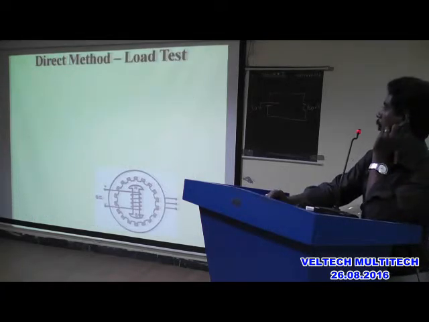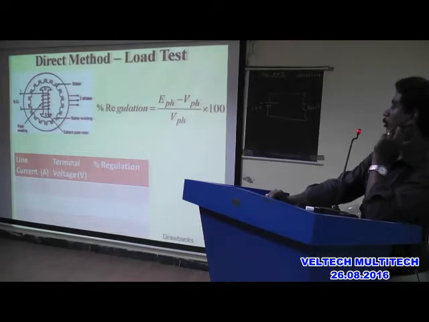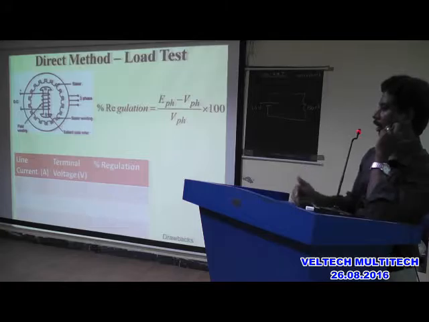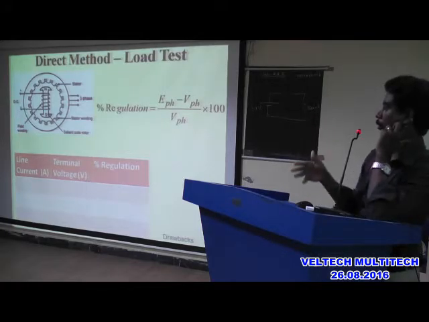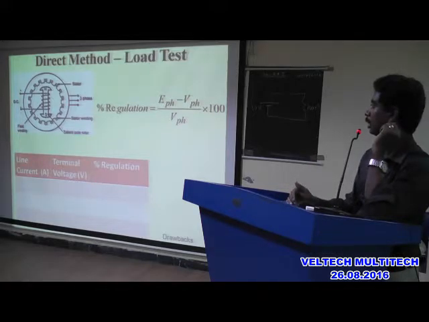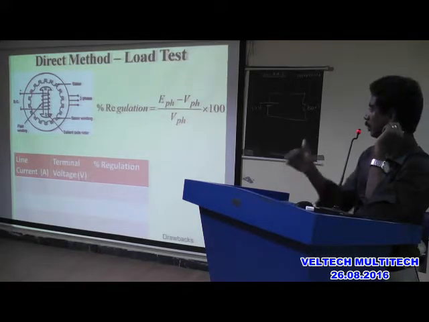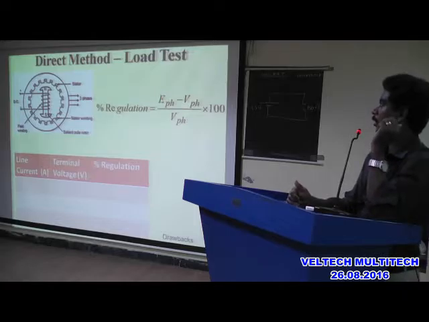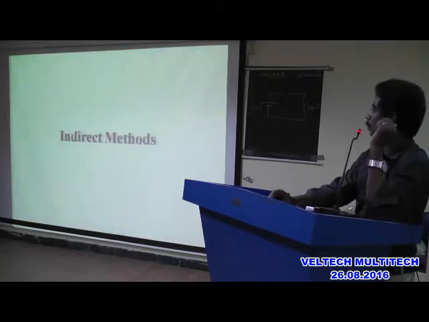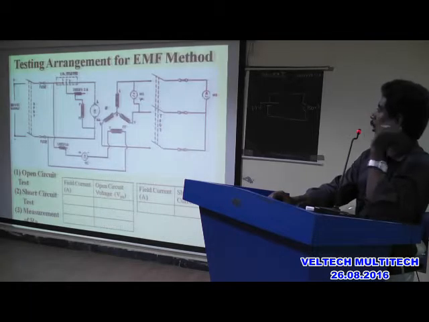Now direct method, you have to apply direct load. So this is the tabulation. You have to load the alternator gradually from low load to full load. You have to measure the terminal voltage, then you can substitute the value in the voltage regulation expression, then you can calculate the percentage voltage regulation by the direct method. You know the drawback of direct method. Then another one is indirect method.